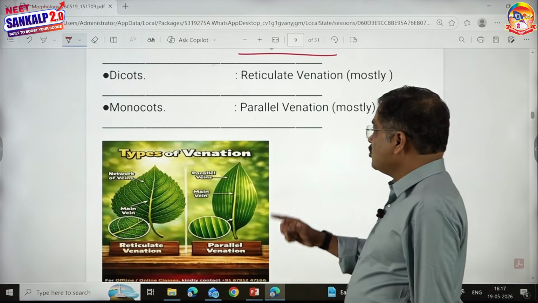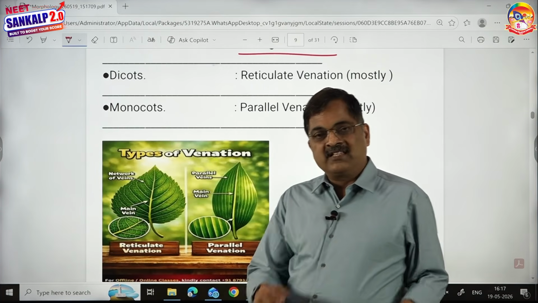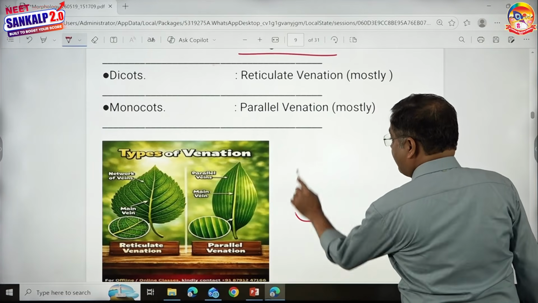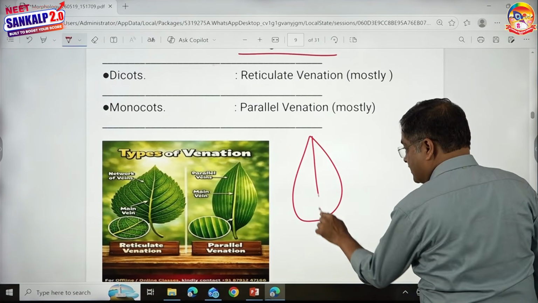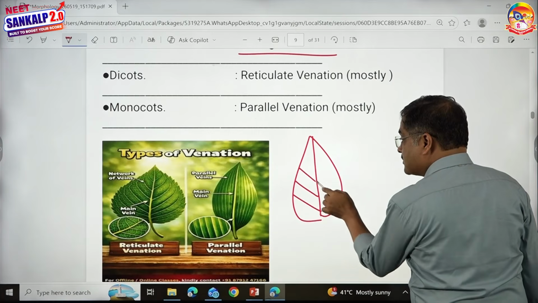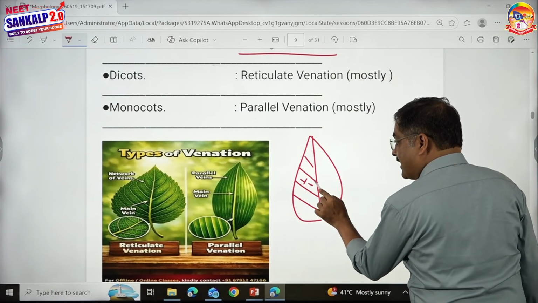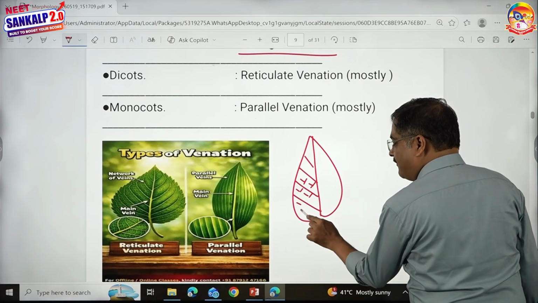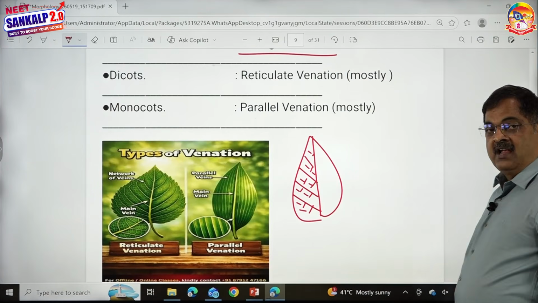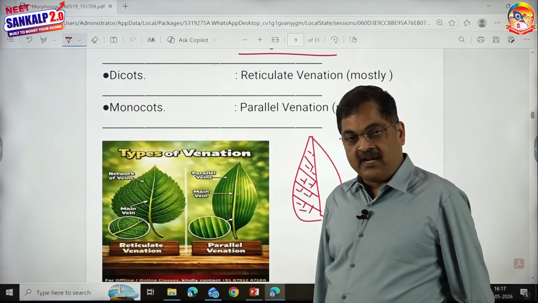Now, there are 2 types of venation, children. One is said to be reticulate and other is said to be parallel. In reticulate venation, if you observe, this is the main midrib. These are the lateral veins. So what you're going to see is that the veinlets are in the form of a network. Hence, you call it as reticulate venation.